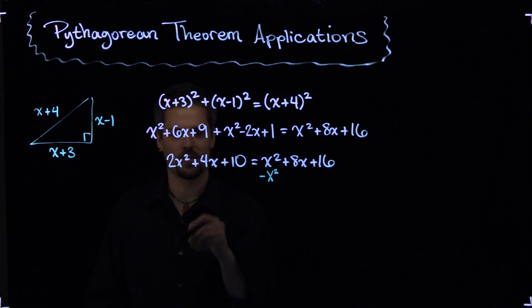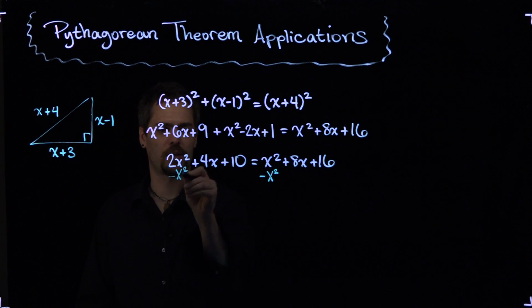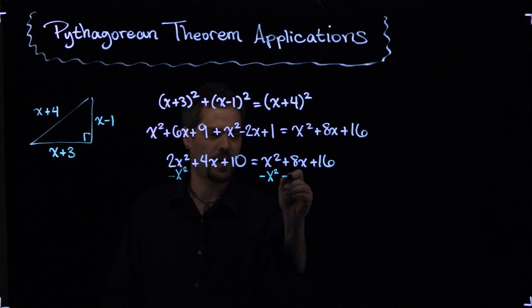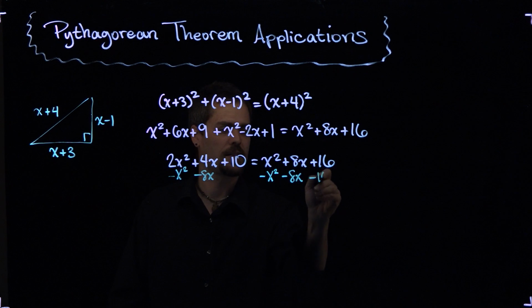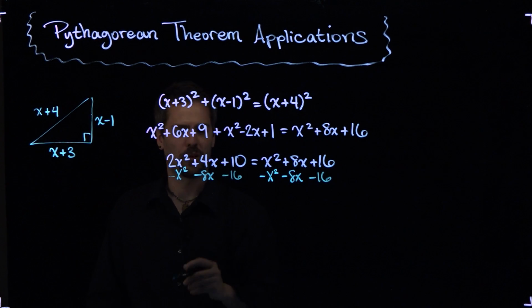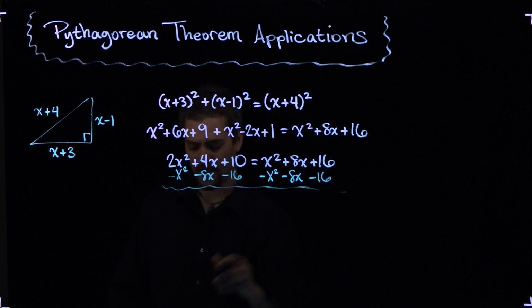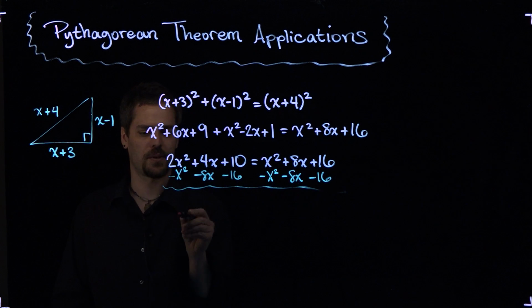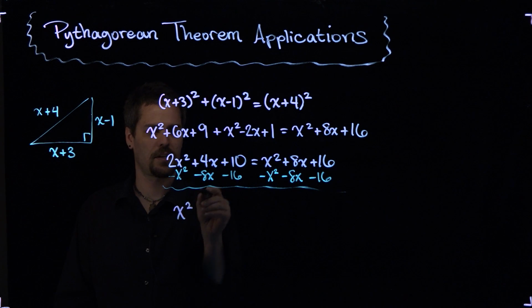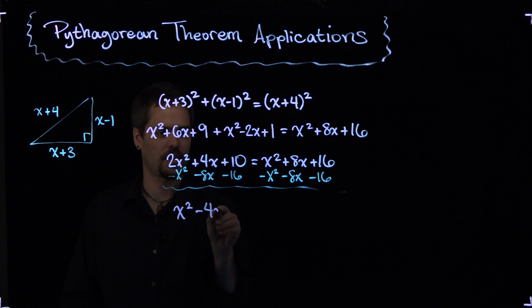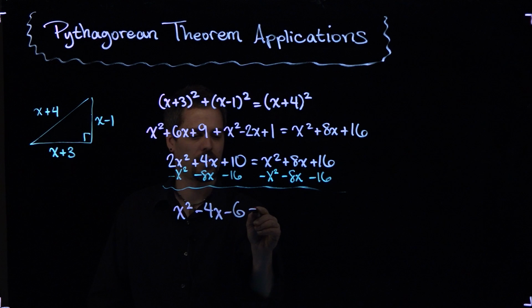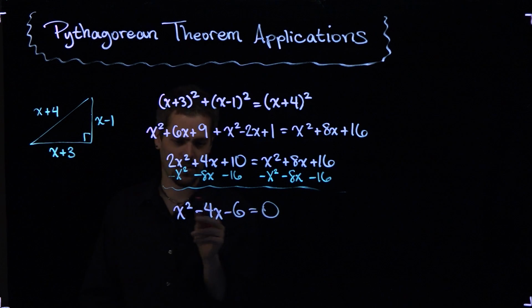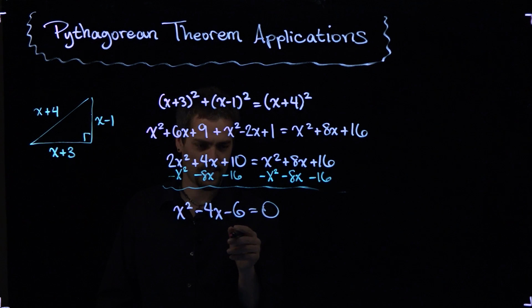Let me subtract x squared from both sides, for example. Let me also subtract this 8x from both sides in the appropriate place. I'll subtract the 16 from both sides in the appropriate place. And what I have left is 2x squared minus x squared is x squared. 4 minus 8 is negative 4, so I got a negative 4x. 10 minus 16 is negative 6, so minus 6 is equal to 0 on the other side. I've got a quadratic equation in standard form here.